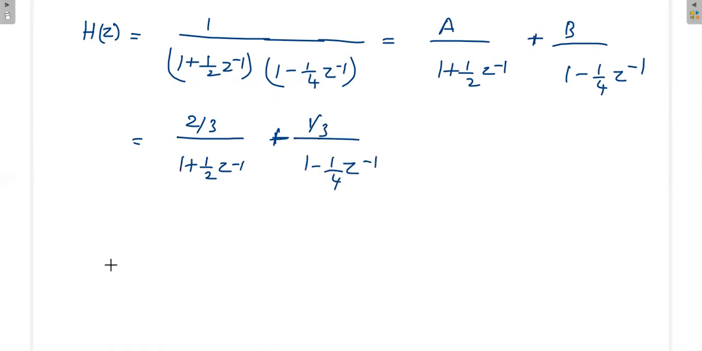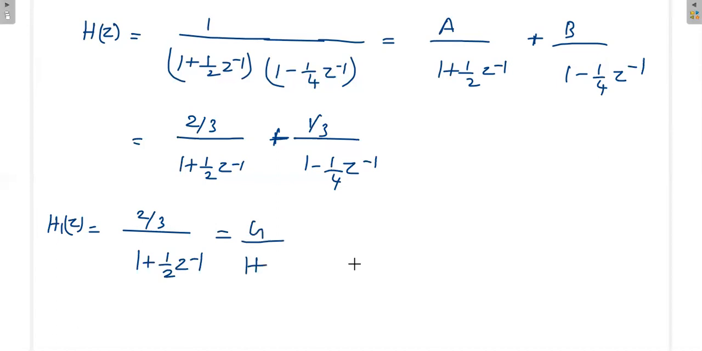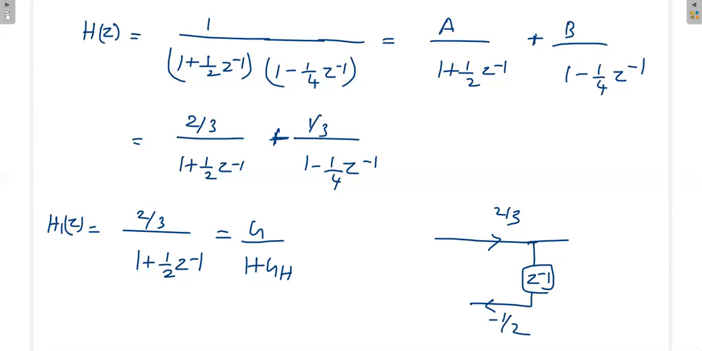Okay, again now we have h1 of z and h2 of z. What is h1 of z? It is equal to 2 by 3, 1 plus 1 by 2 z inverse. How to realize this h1 of z? Very simple. Again, use the concept of control system, that is g by 1 plus gh. So the gain is 2 by 3, apply the delay, then the gain factor is minus 1 by 2, then you add here. So this is the realization of h1 of z.